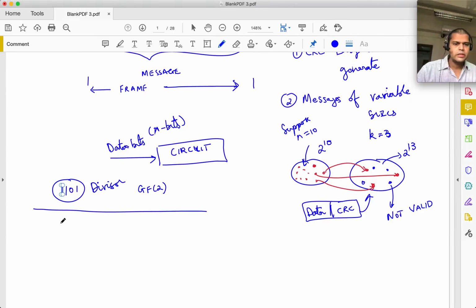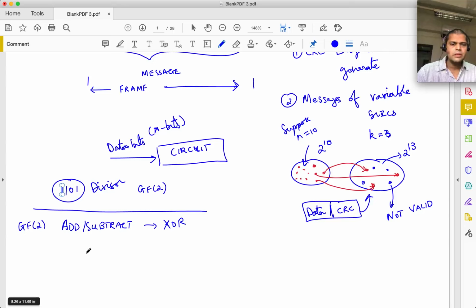So remember last time we said that when you add or you subtract in GF2, we essentially are going to use XOR. And what we are going to do here is represent each of these binary numbers, like this divisor you have over here, as polynomials.